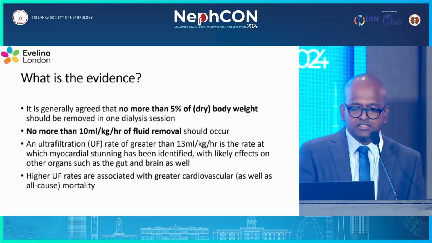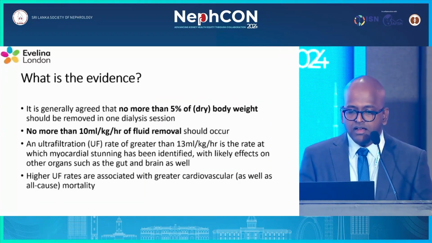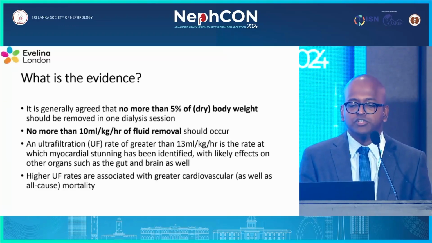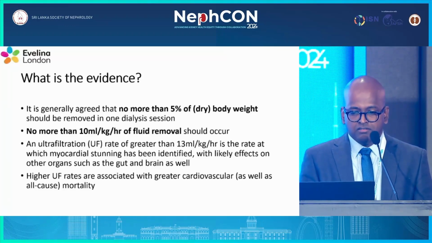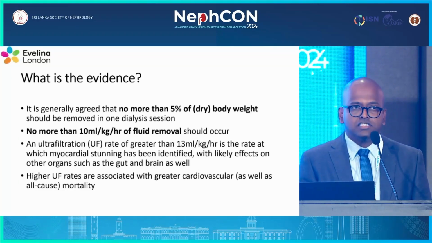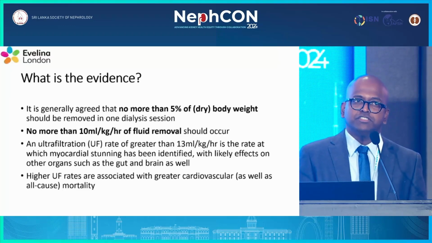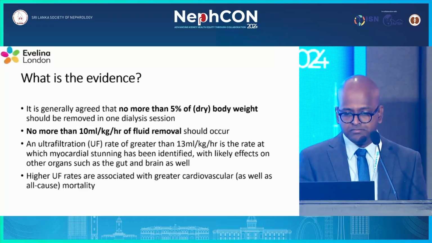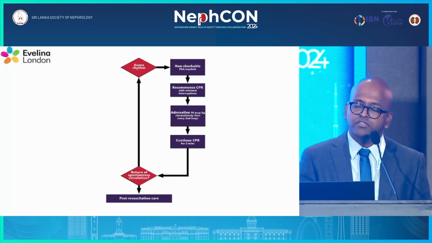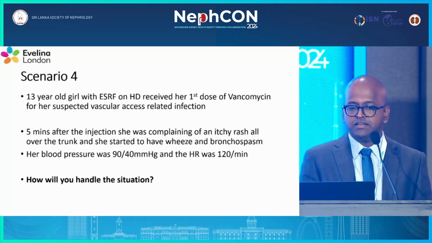So what's the evidence? Again, the same thing. An ultrafiltrate rate of more than 13 mils per kilo per hour is going to cause myocardial stunning with likely effects on other organs as well, gut and brain. Higher ultrafiltrate rates are associated with greater cardiovascular and all-cause mortality. And this is the non-shockable rhythm pathway we all know. I'm not going to go into detail.